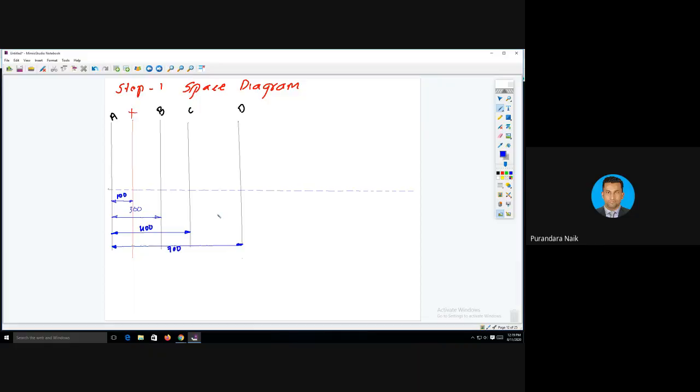So it will lie between C and D. Plane Y lies between C and D. Just draw a line, and it is denoted as Y because it is the Y plane, lying between C and D. The distance A to Y is 500, and the distance between X to Y is 400.